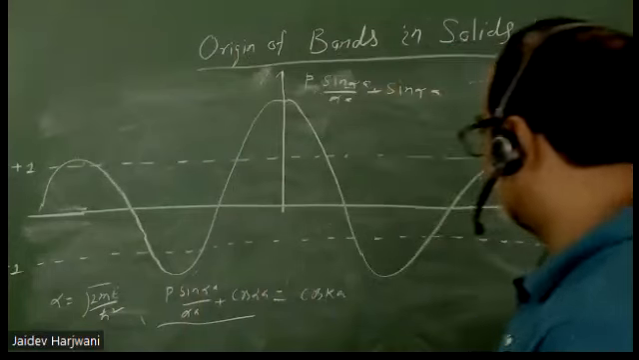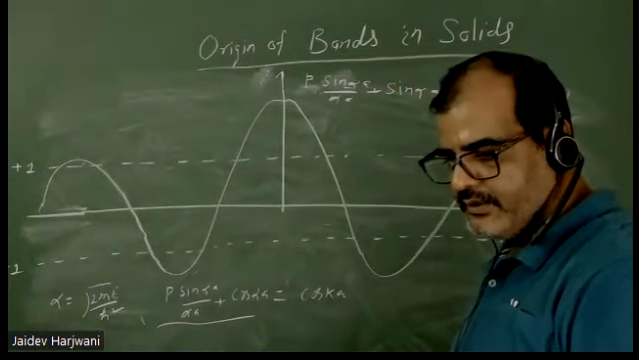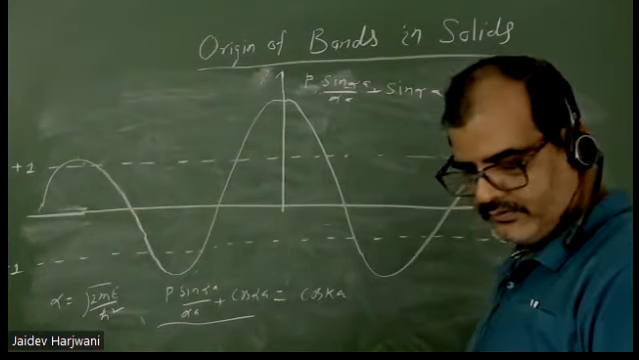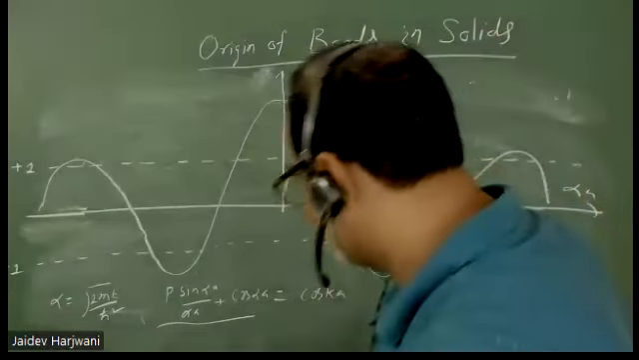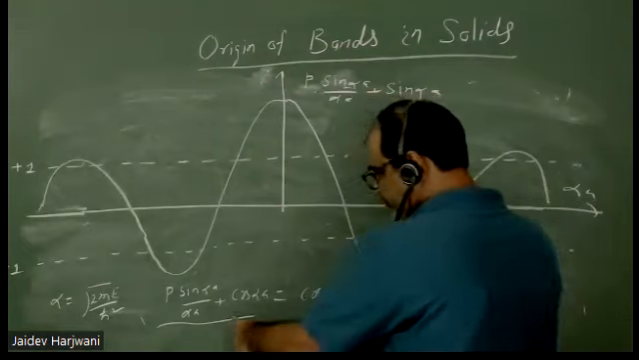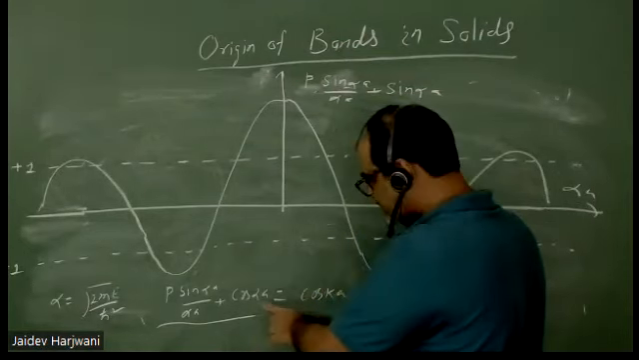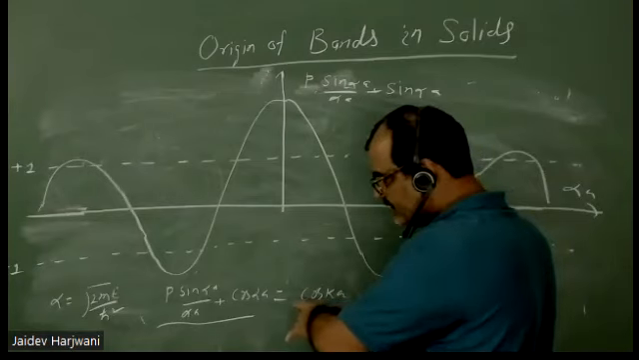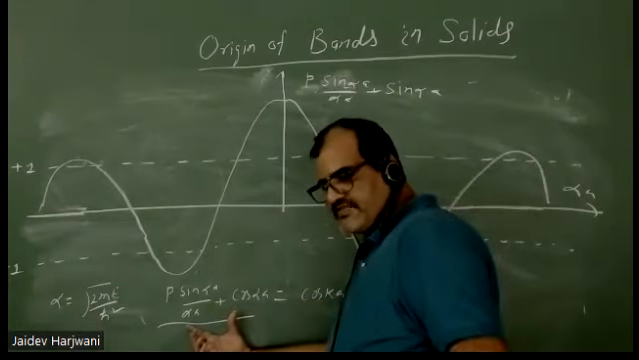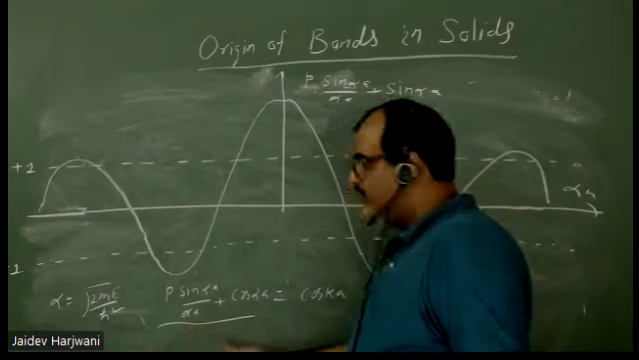What is the allowed value of alpha a? If we want to solve this equation, what is it? Yes sir, it will go between -1 and 1. It should be between 1 and -1, so this also should be between -1 and 1.